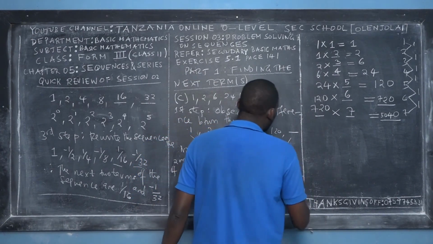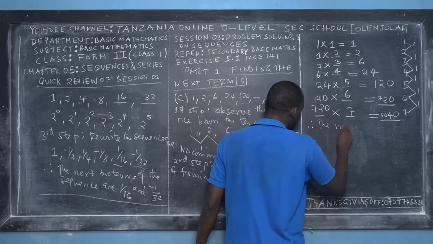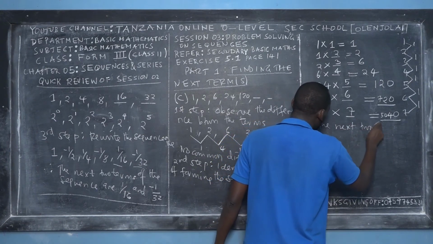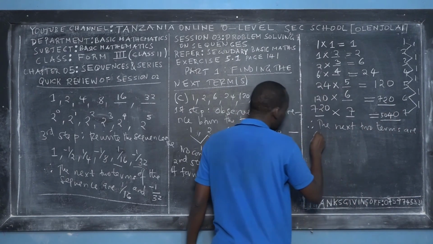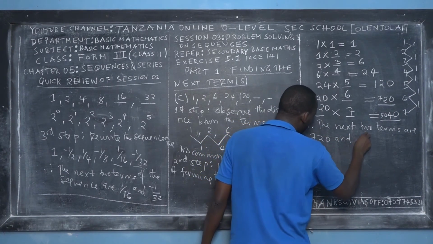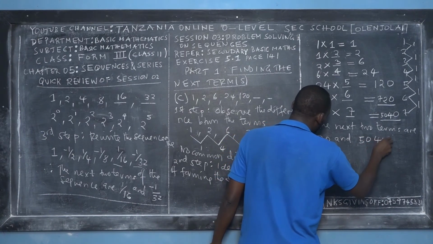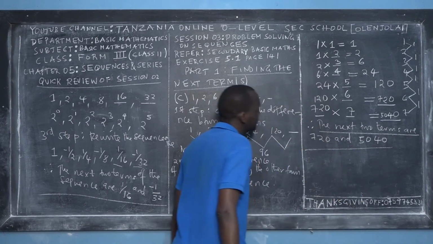Right? So if that's the case, we conclude that the next two terms of the given sequence are what? 720 and also what? 5040. So this is the response.